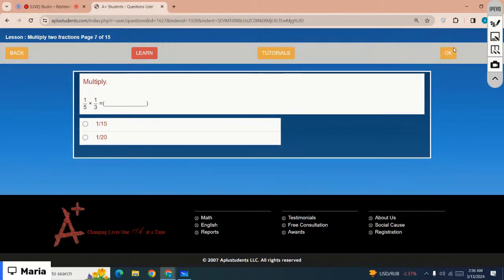The next one is 1 by 5 times 1 by 3. So, which is the correct option? You have to do numerator times numerator and denominator times denominator. 1 times 1 is 1 and 3 times 5 is 15. Very good. The correct option is 1 out of 15.